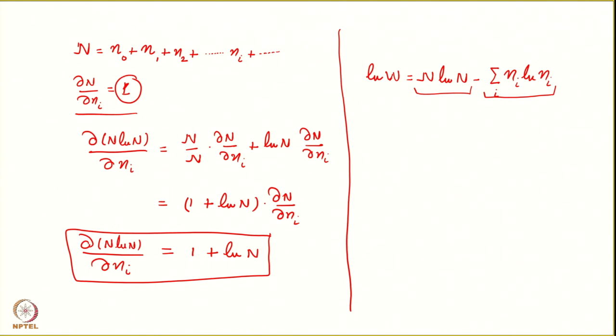So I am interested in now del del ni. I want to take the derivative of this summation. Instead of ni, let me use j. Why I am using j is so that we don't confuse j with i. We are taking the derivative with respect to i. So therefore, let me use j as a general term. So this is equal to what now? This is equal to summation j del del ni of nj log nj.